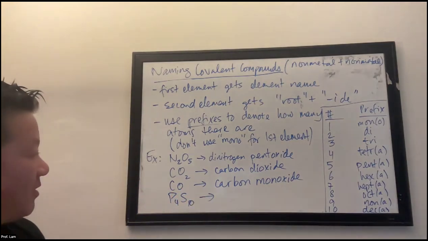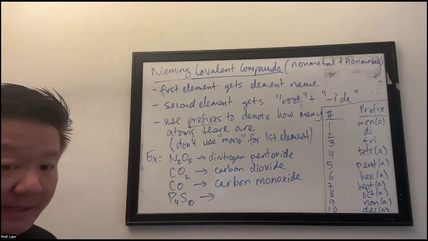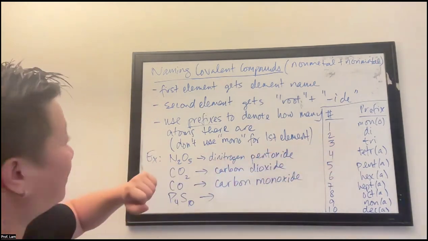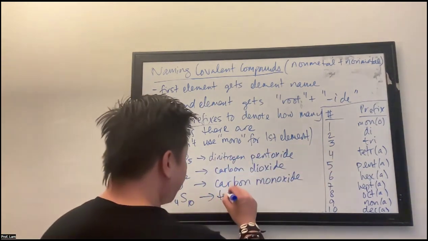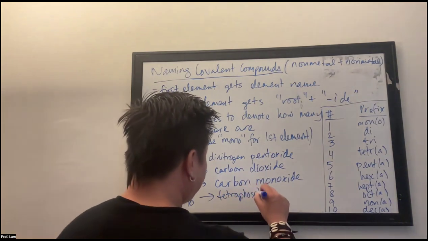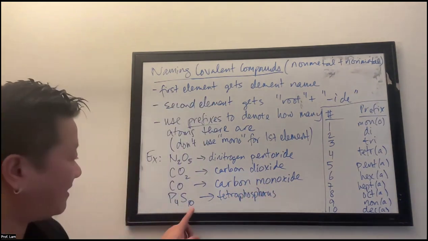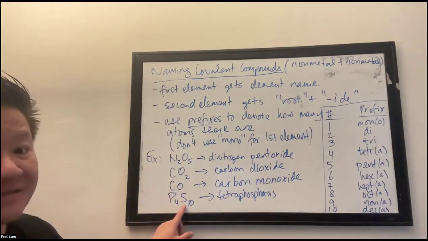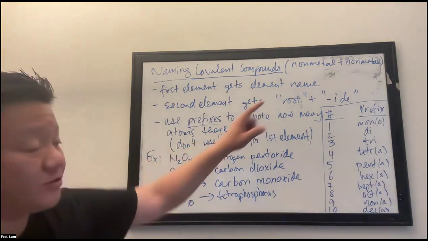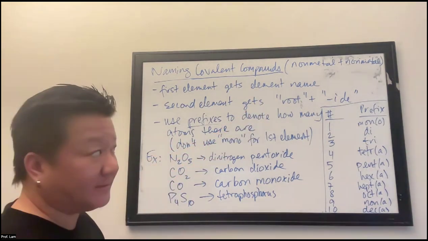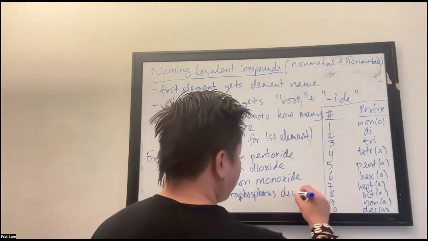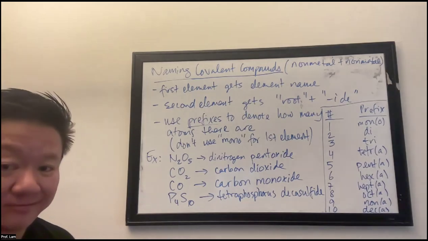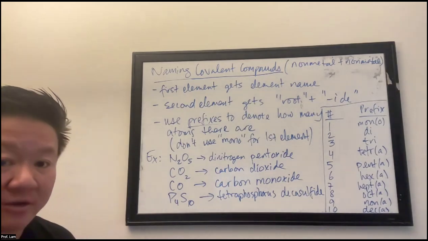Let's try this one. P4S10. 4 is tetra. P is phosphorus, so tetraphosphorus. And then 10 is deca. And then S is sulfur. Keep the root, sulf, and add IDE, sulfide. So decasulfide. Pretty straightforward, right? Yep, that's all there is to it.